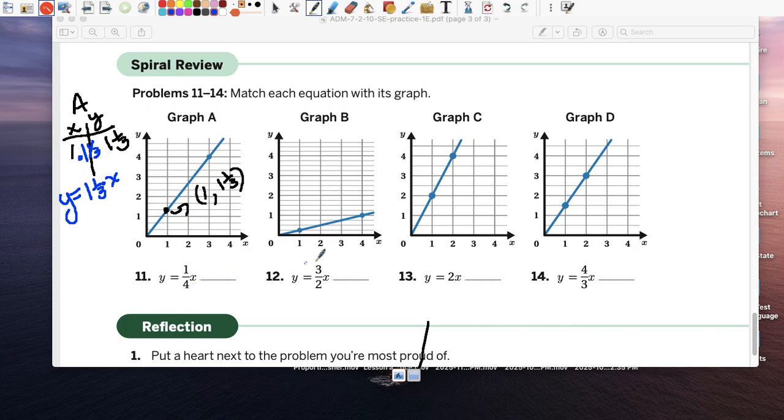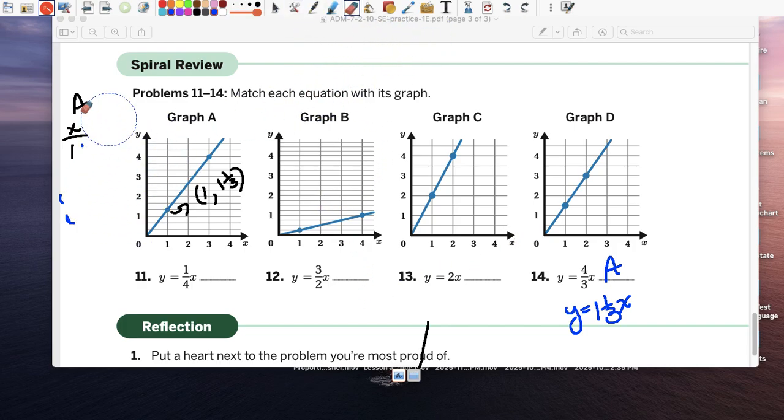But notice that none of these numbers are mixed numbers, so let's change 1 1/3 to an improper fraction. Times and plus: 3 times 1 is 3, plus 1 is 4, so it's 4/3. Do we have anything that has k as 4/3? We have it right here. So y equals 1 1/3 x, or rather, we write it as 4/3 x. So that's done: graph A goes with this one.